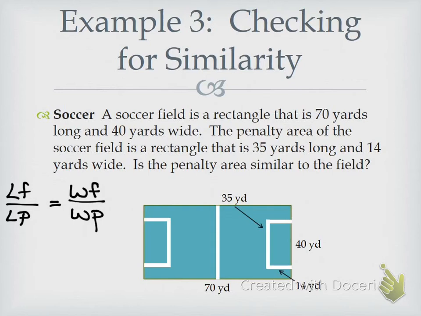Again, use the word problem versus the figure because I feel like the figure's a little misleading. It looks like 14 is the length, but it's not. So length of the field is 70. What's the length of the penalty? 35. Width of the field is what? 40. Width of the penalty is what? 14. So now do cross products and see if your numbers are equal.